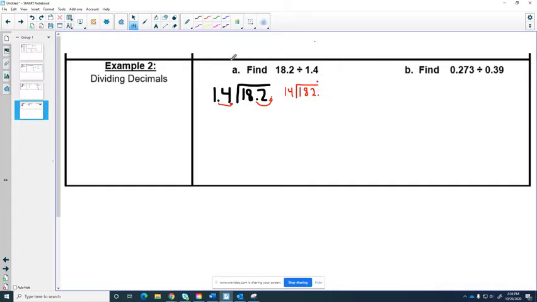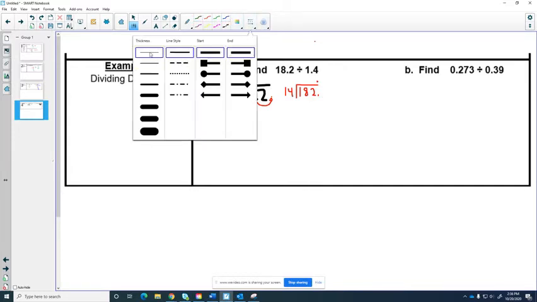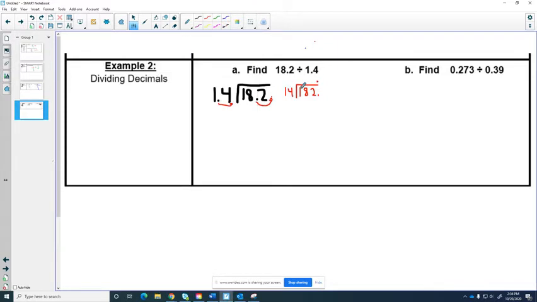Okay. Now we're just going to simply divide. So 14 can't go into 1, but 14 can go into 18, and it goes in there once. 1 times 14 is 14. 18 minus 14 is 4. We bring down the 2. And 14 goes into 42 3 times. 3 times 14 is 42. And 42 minus 42 is 0. So the quotient is 13, or 13.0.